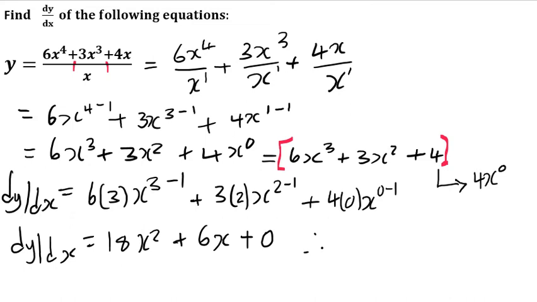So therefore your dy over dx will be 18x squared plus 6x. Okay, then this is your final answer. Okay, so let's jump to the next example.